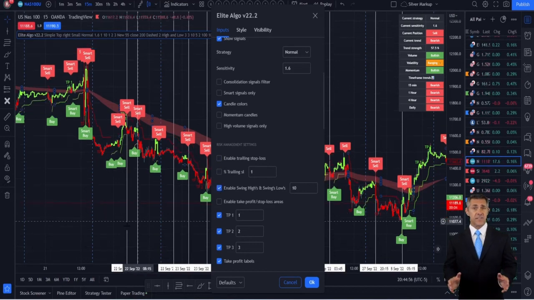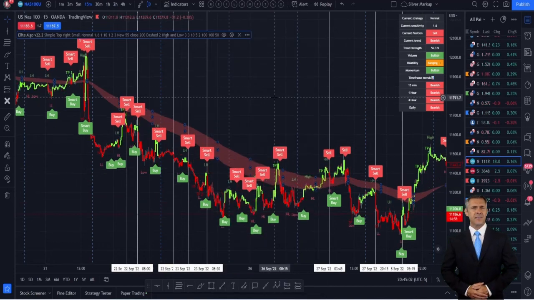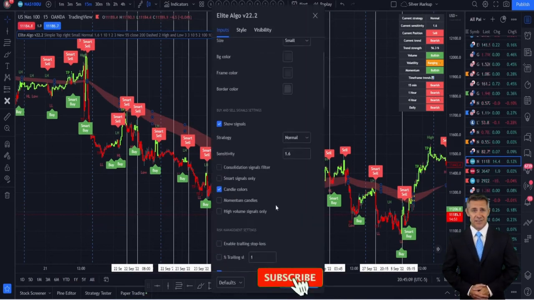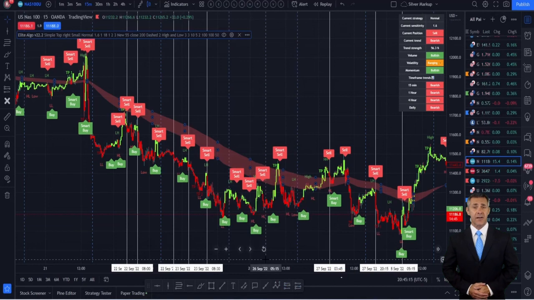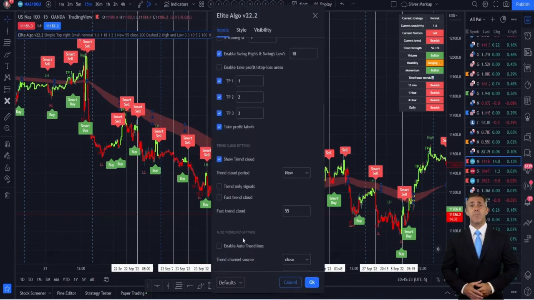Swing lows and swing highs. This is something that I like a lot because I'm a market structure trader. I like looking at the structure of the markets before getting into a trade. And a setting that I like to use with the swing lows and swing highs, I like to go up to one of the more conservative settings. So it's not counting every little thing. I want to only see the more important stuff. So let me actually take off the take profit indicators.